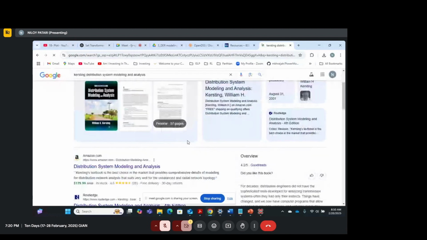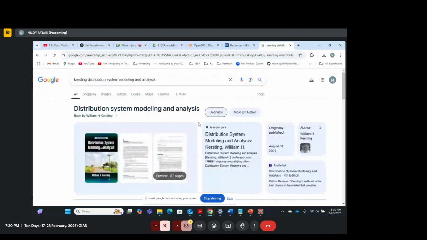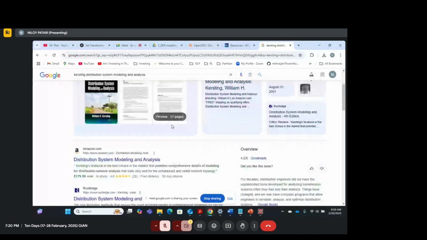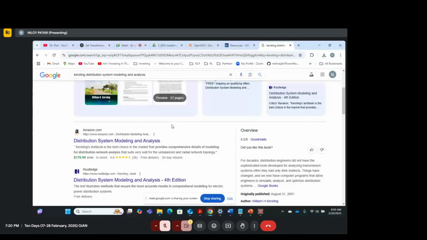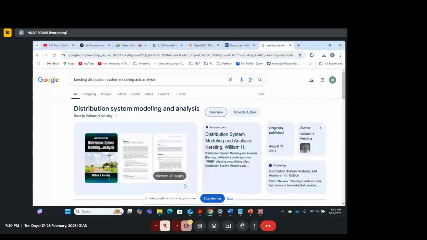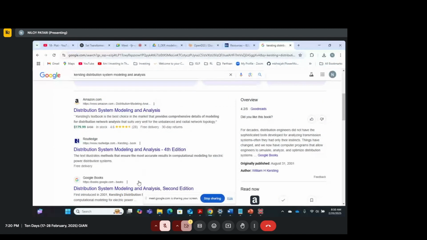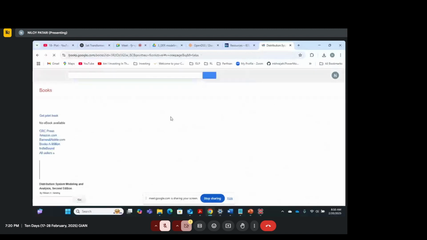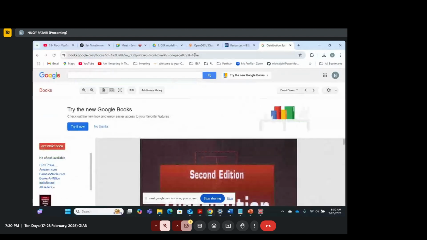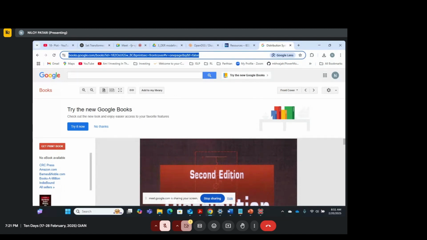Yeah, so basically, if you are working on distribution systems, you should definitely follow this book, which is Kersting's book. Put this in the chat.